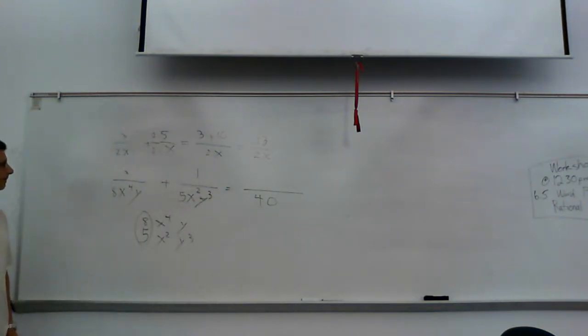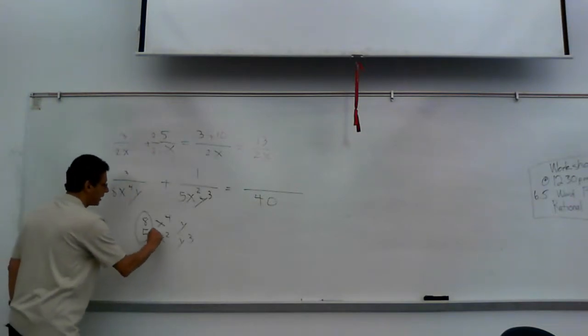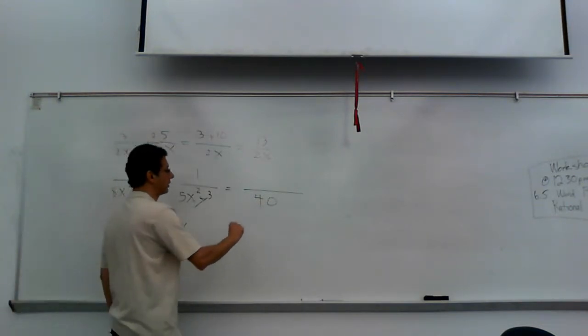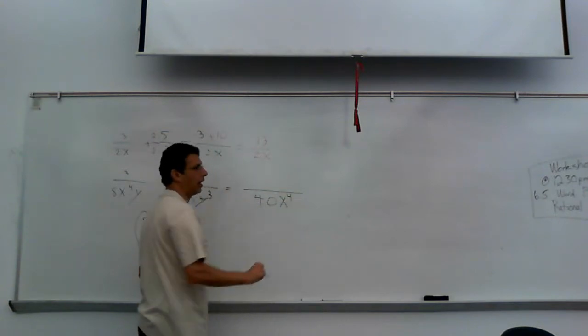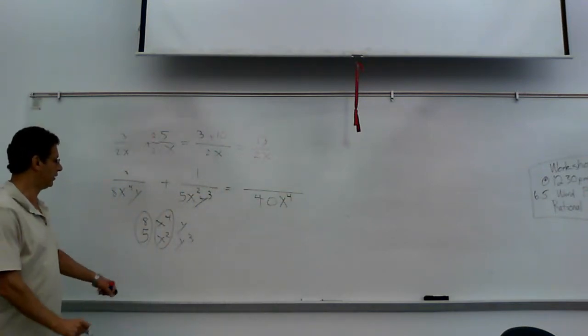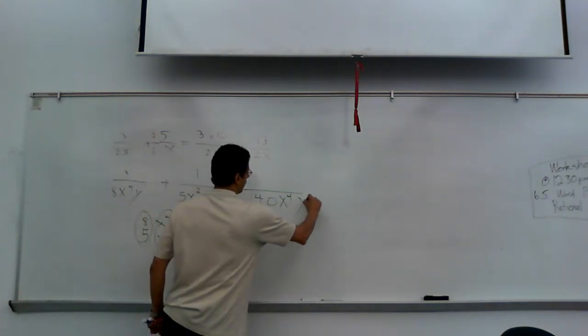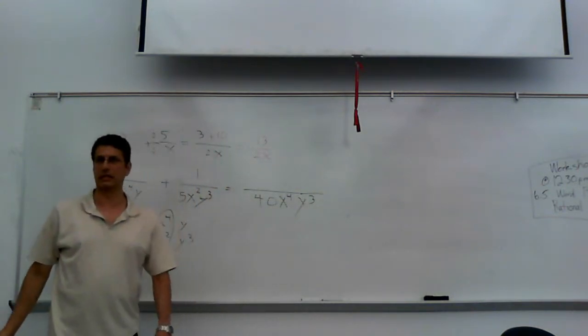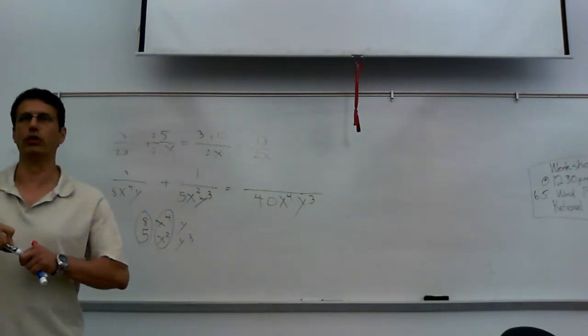Okay. Do you see x to the power of 4 and x squared gives you x to the power of 4? You pick the highest exponent, don't you? What about the y's? Y cubed. So you're done with your choice of LCD, is that right? So what do you do now?